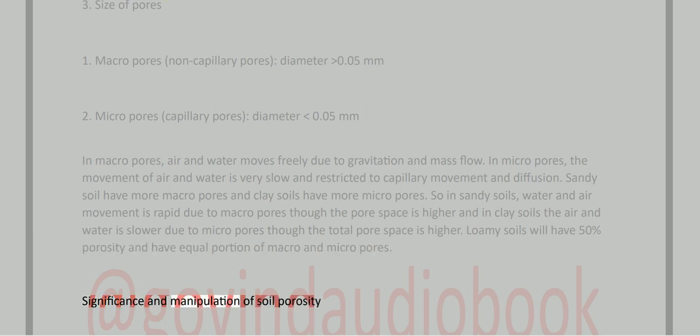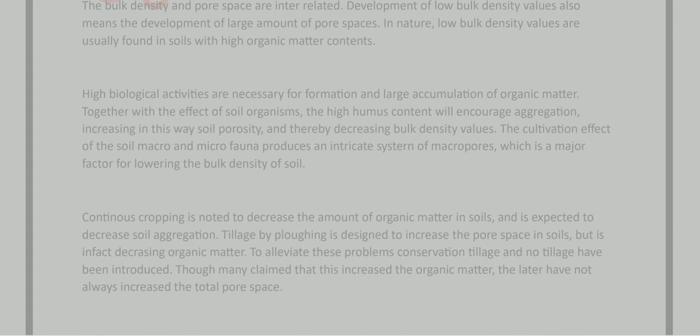Significance and manipulation of soil porosity. The bulk density and pore space are interrelated. Development of low bulk density values also means the development of a large amount of pore spaces. In nature, low bulk density values are usually found in soils with high organic matter contents. High biological activities are necessary for formation and large accumulation of organic matter. Together with the effect of soil organisms, the high humus content will encourage aggregation, increasing in this way soil porosity, and thereby decreasing bulk density values.